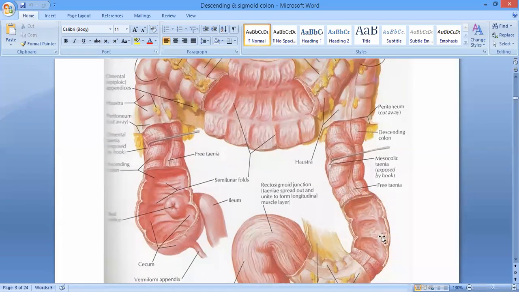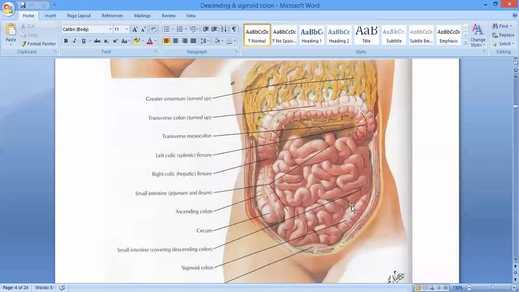Okay. Now, what will the anterior relations be? Can anybody tell me? This is the splenic flexure, and from here it is running downwards like this. This is the descending colon. What will the anterior relations be?